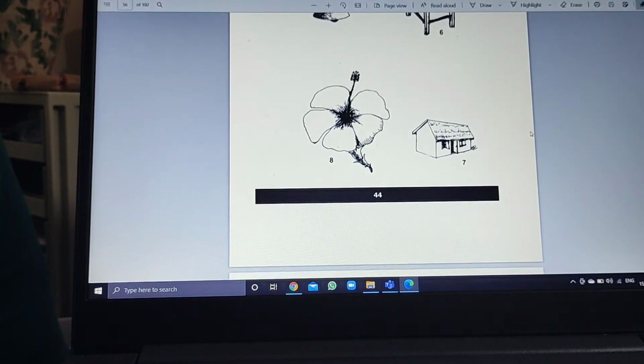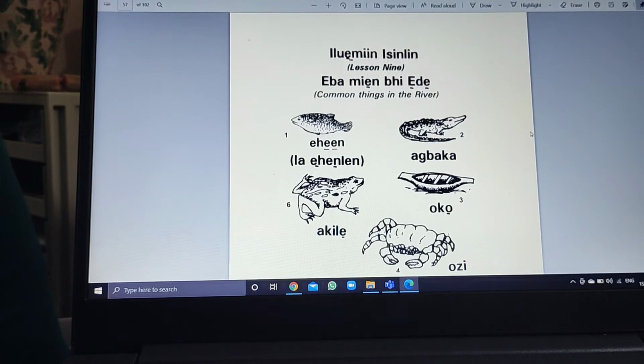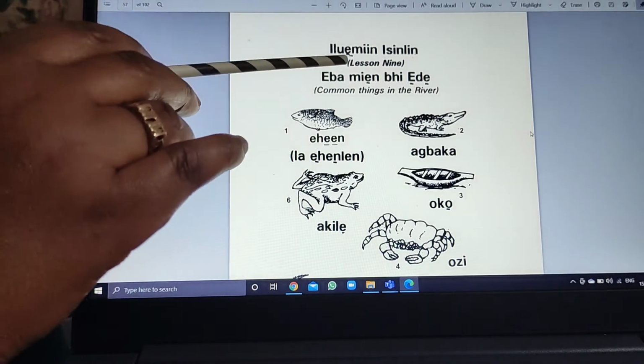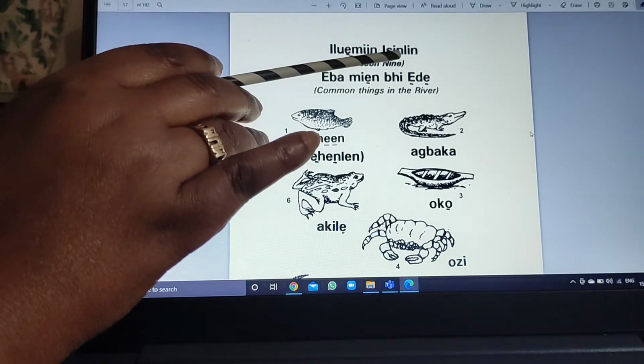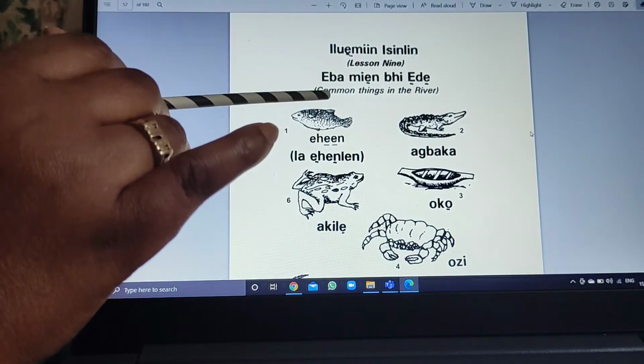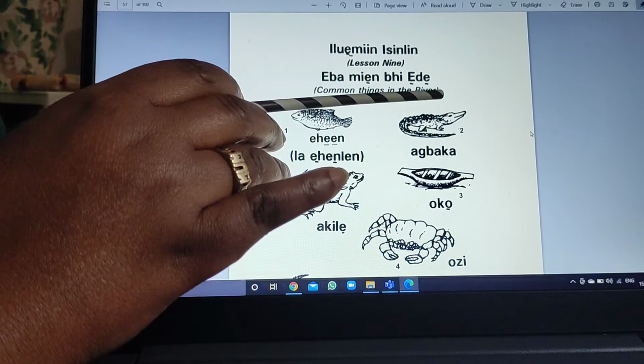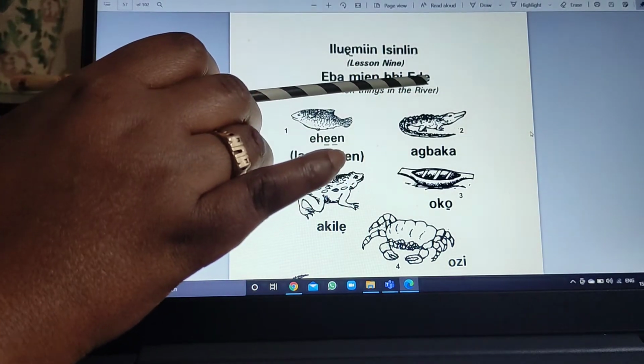Then we're now going to go to lesson 9. Lesson 9 is Iluemi Isinli. Isinli is 9, which are common things in the river. Ebamieri Ede. Ede is river.